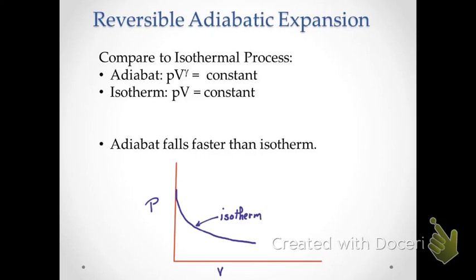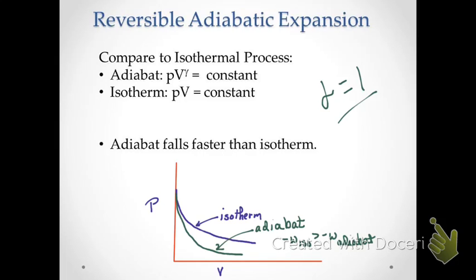for the isothermal process, we get something that looks like this. The adiabatic process, because volume is raised to the gamma power here, and gamma is greater than 1, falls off faster. And because it falls off faster, the area under the curve is less, which also means that the work associated with an adiabatic process is less than the work associated with an isothermal process.